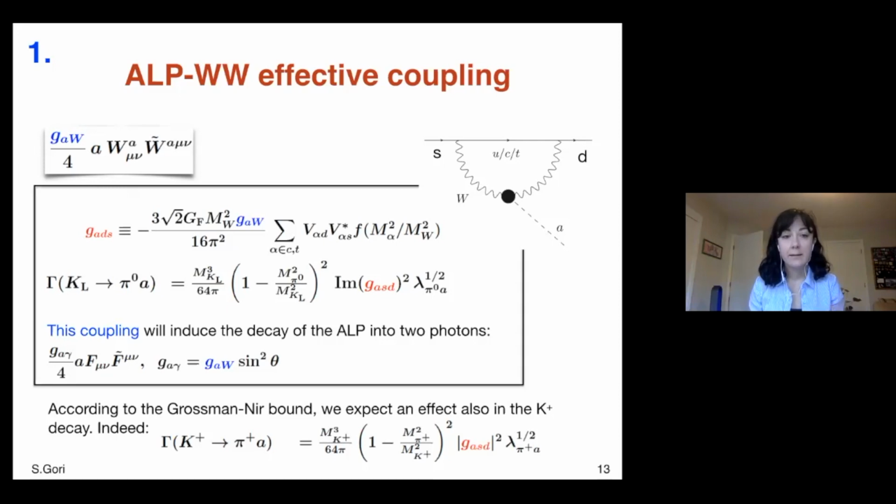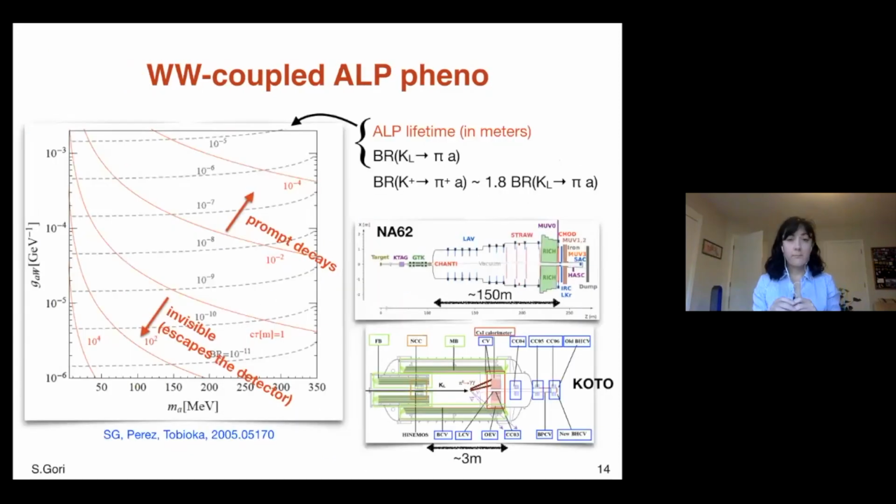Then we can compute the rate for K long to a pi 0 and an ALP, or the rate of a K plus to a pi plus and an ALP. The first rate will depend on the imaginary part of this effective coupling, and the second rate will depend on the absolute value of this coupling. Because of this dependence, as already expected from the Grossman bound, we expect that the two decay modes are related. In particular, we expect that the width for the charged mode will be larger than the width for the K long neutral mode. And so we can compute the branching ratios.